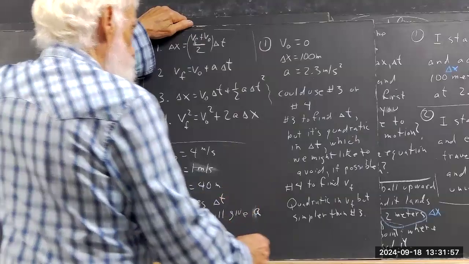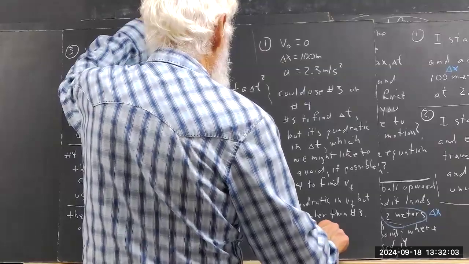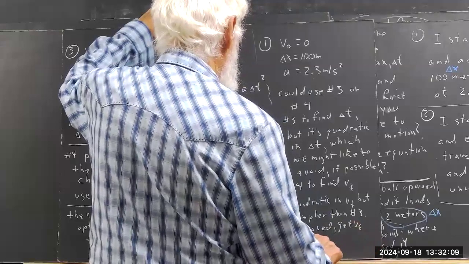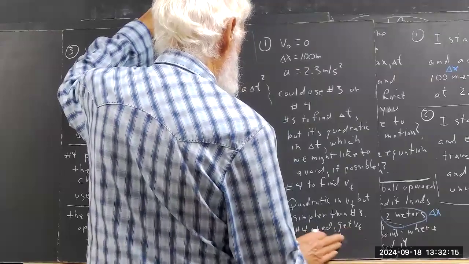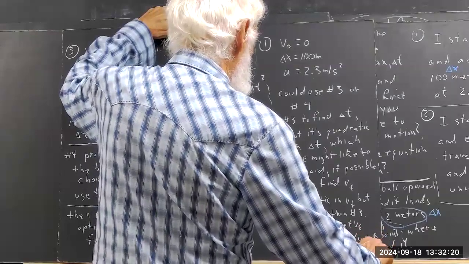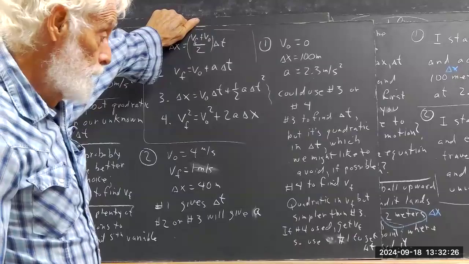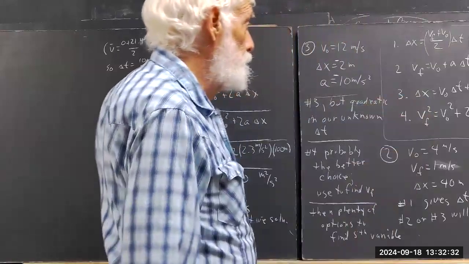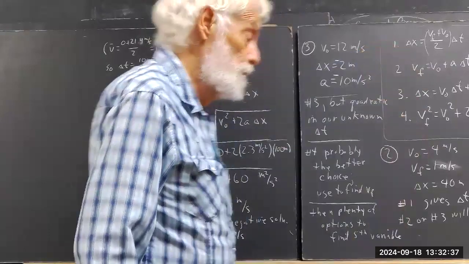Well, since you have two choices, if number 4 is used, then we're going to use number 1 to get delta t. If number 3 was used, you'd have delta t, and you could find delta x from the equation. Either way, you can use it.